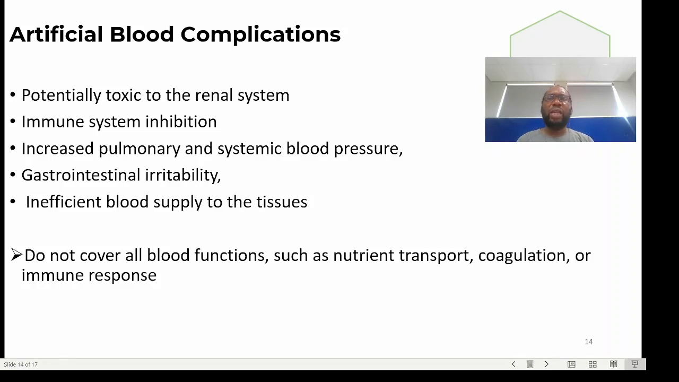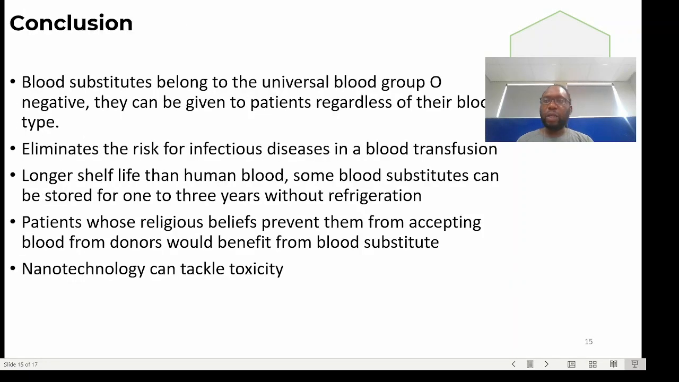With nanotechnology, we can take different components of the red blood cells and incorporate them into a final product designed as a hybrid. In conclusion, blood substitutes belong to the universal blood group O negative. They can be given to patients regardless of their blood type. One of the main features is that people who don't want blood transfusions for religious beliefs can also benefit from transfusion using artificial blood. It also eliminates the risk of getting infection from donated blood, especially if proper tests are not done to confirm that the blood is safe.